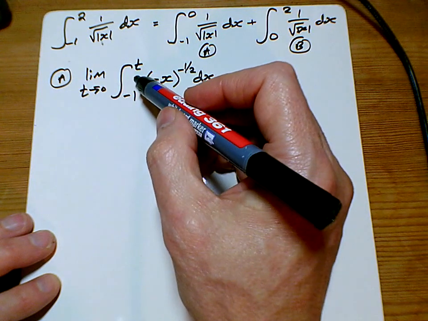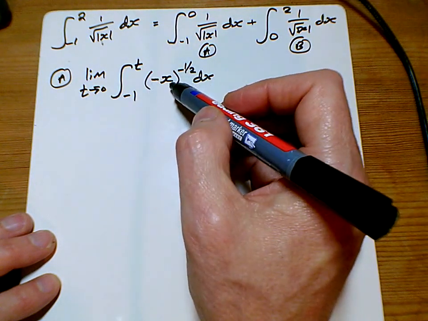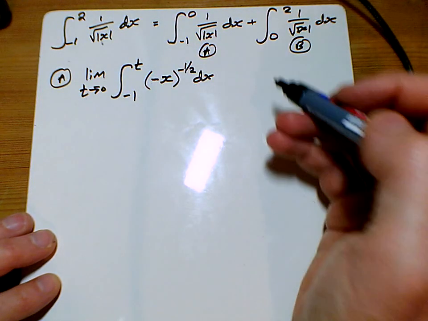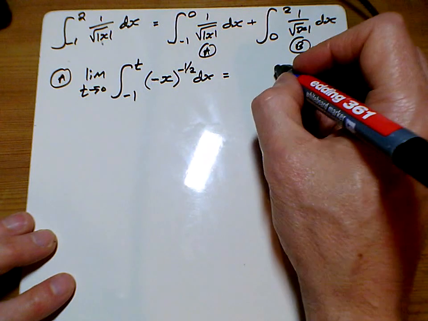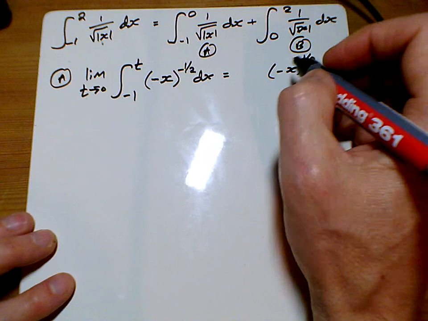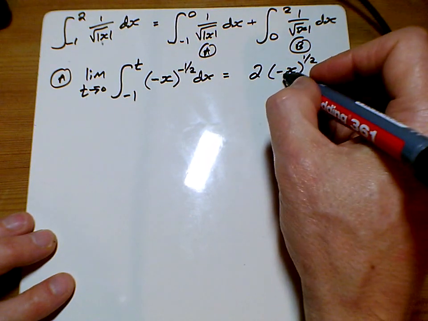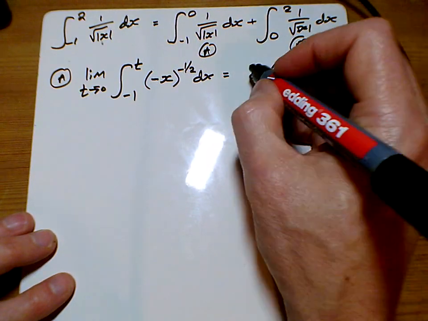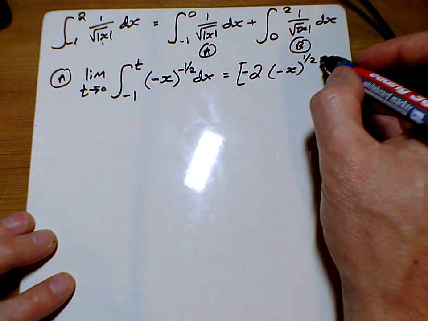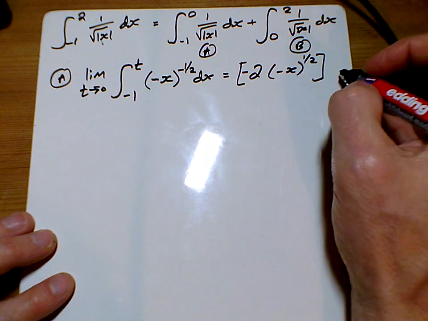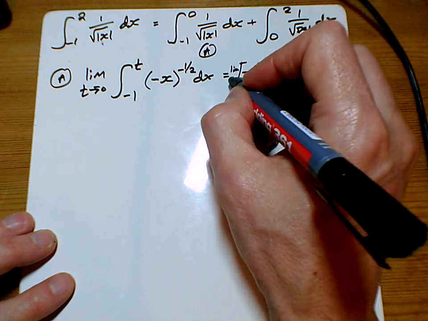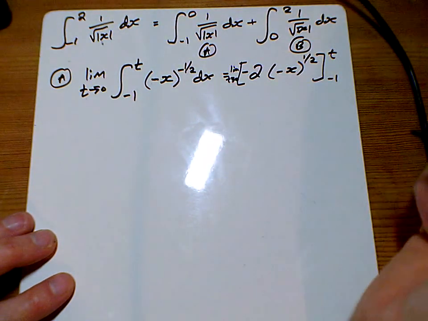Think about this. Maybe this was a -1/2 here. Stick the -1/2 in here. It's -1/2 is a half. The modulus has done its work. So when we integrate this thing, the power goes up by 1. We divide by that new power. Remember to also divide by the number of x's here as well. So we've got -2 coming in here. We've got -2 minus x to the power of a half between -1 and t. And again, we're doing the limit as t tends to 0 for all of that.